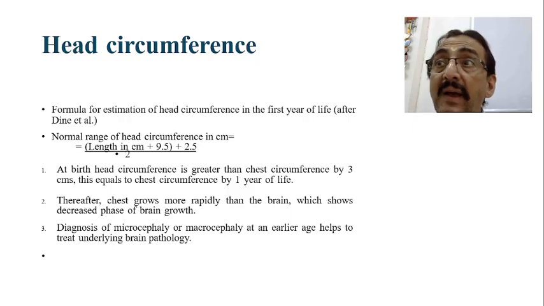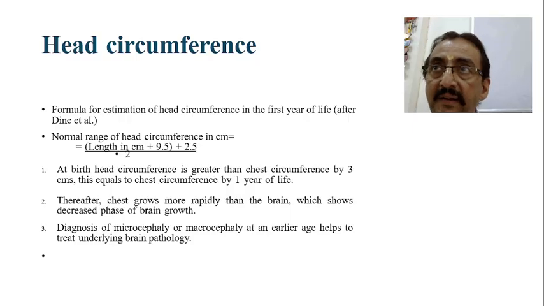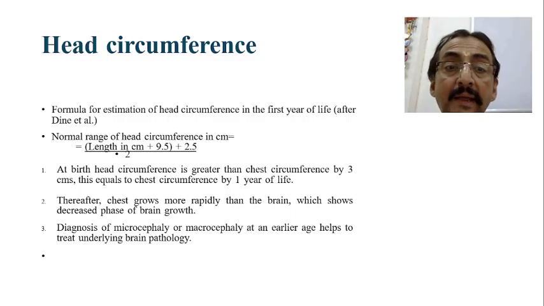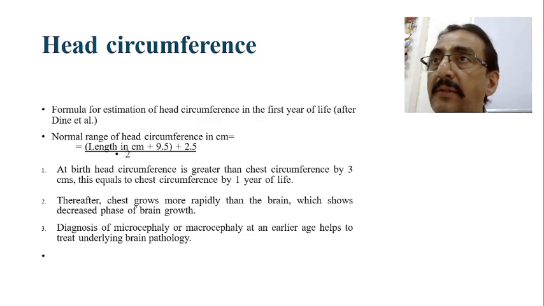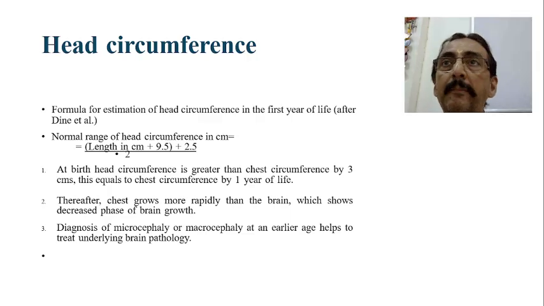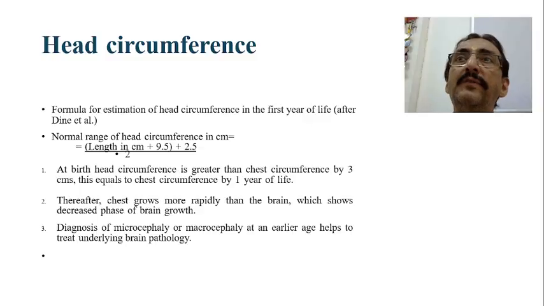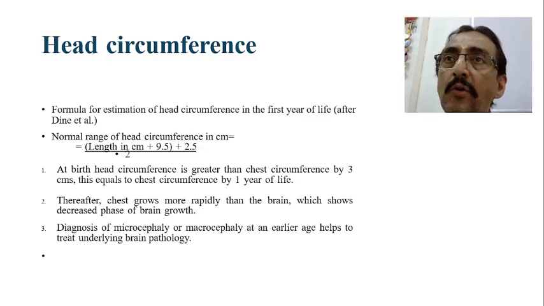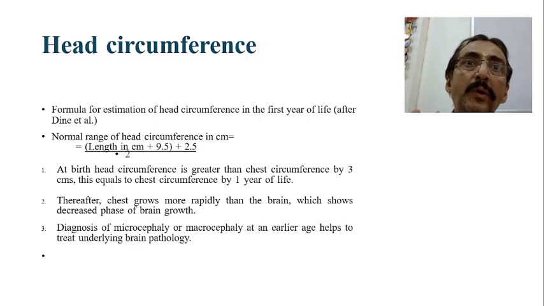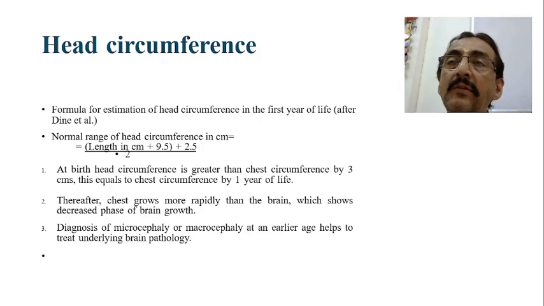So diagnosis of microcephaly, meaning head circumference less than the expected level, or macrocephaly, more than the expected level, at an early age helps to treat the underlying brain pathology. Suppose macrocephaly is there, head circumference is more than the expected range, then usually we will think about hydrocephalus. That means ventricles are filled with fluid. There is obstruction to the ventricular flow, either communicating or non-communicating type, leading to overgrowth or distension of the ventricular system, leading to increased size of the head.